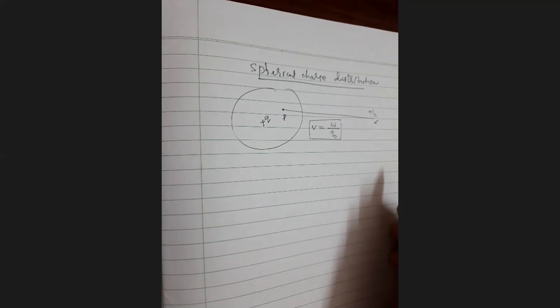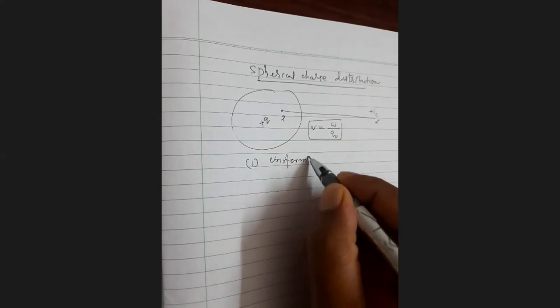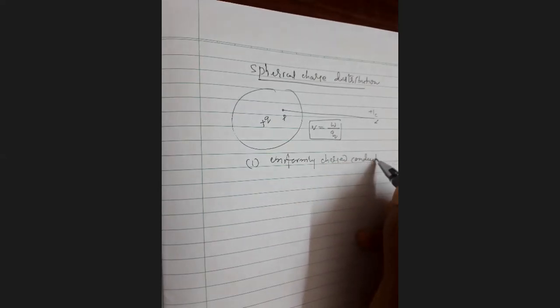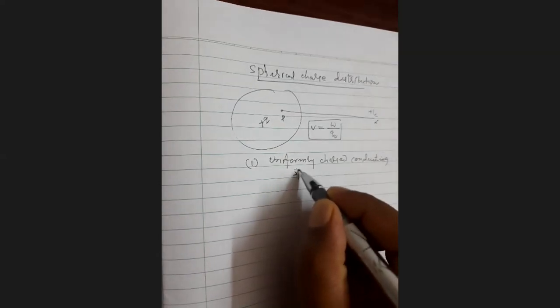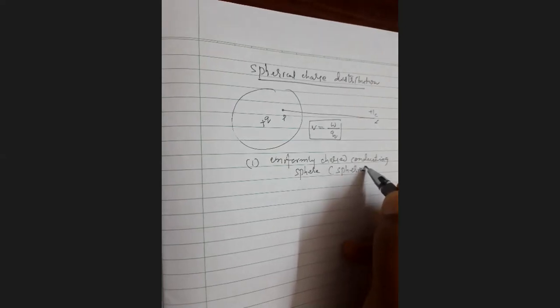So in the last class, we covered the discussion of electric potential application to linear charge distribution and a plane charge distribution. So in this present lecture, we will discuss the potential application for spherical charge distribution. Okay, here we have the two cases. The first one is uniformly charged conducting sphere or spherical shell.